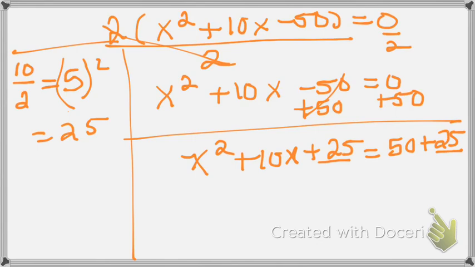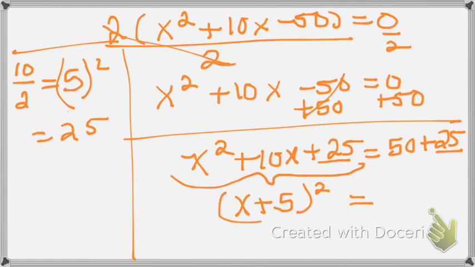I can go ahead and factor this perfect square trinomial. Okay? What's the square root of 25? 5. So (x + 5)² is equal to 75. Take the square root of both sides. x + 5 is equal to ± √75.